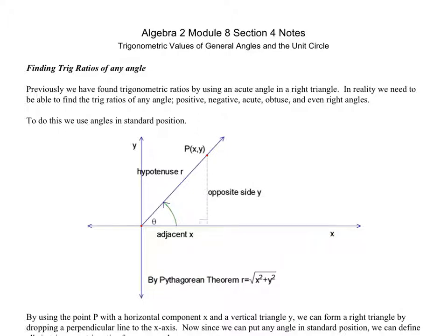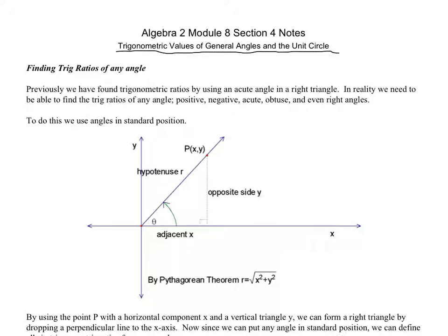So in section 3 we found the exact value of certain angles such as 30, 45, and 60 using some special triangles. So what we're going to do in section 4 is we're going to actually try to find the trigonometric values of lots of angles, what we call general angles, and then introduce what's called the unit circle.